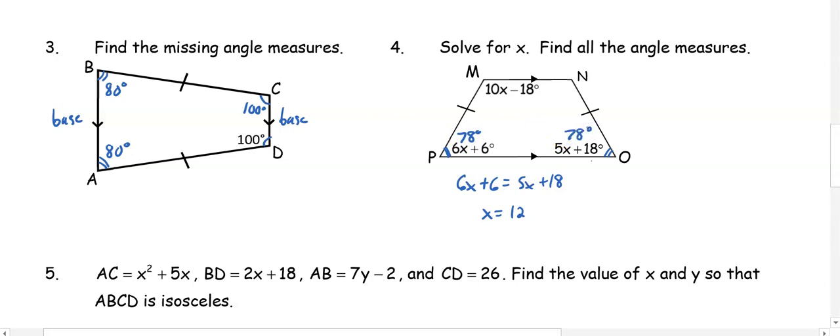10 times 12 minus 18 gets us that M and N are both 102 degrees because those are going to be congruent since they're on the same base.